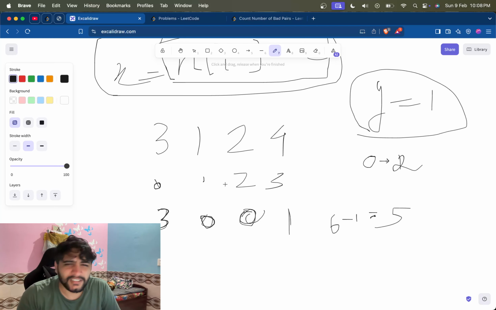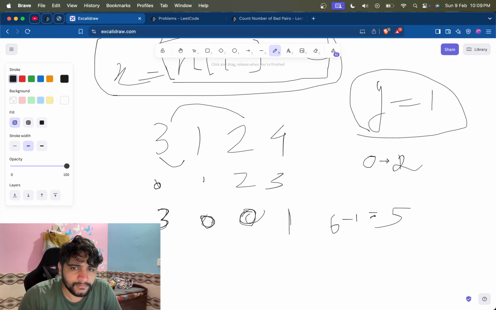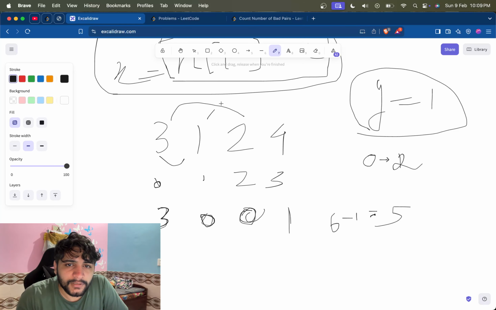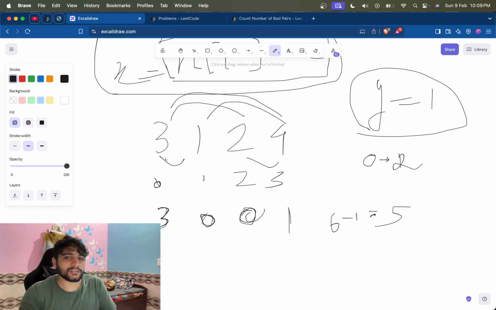Even if we calculate it, we can see that 3 and 1 forms a bad pair, 3 and 2 forms a bad pair. These are the two bad pairs. Then again 1 and 4 forms a bad pair, 2 and 4 forms a bad pair, 4 and 3 forms a bad pair. So 1, 2, 3, 4 and 5 bad pairs are there.